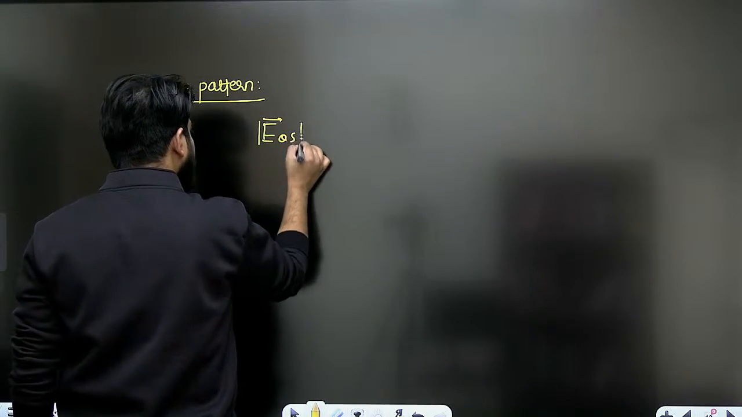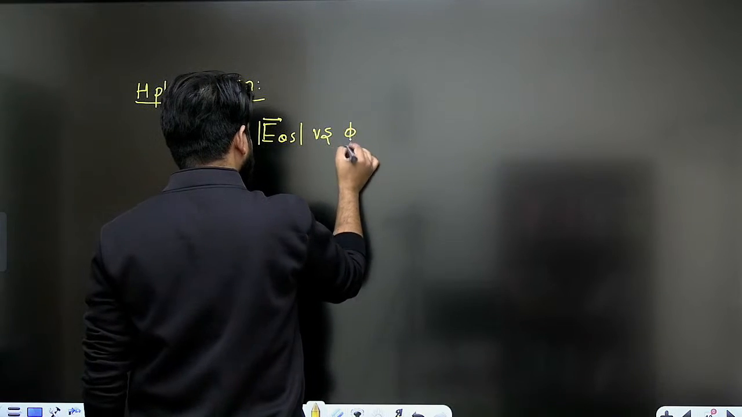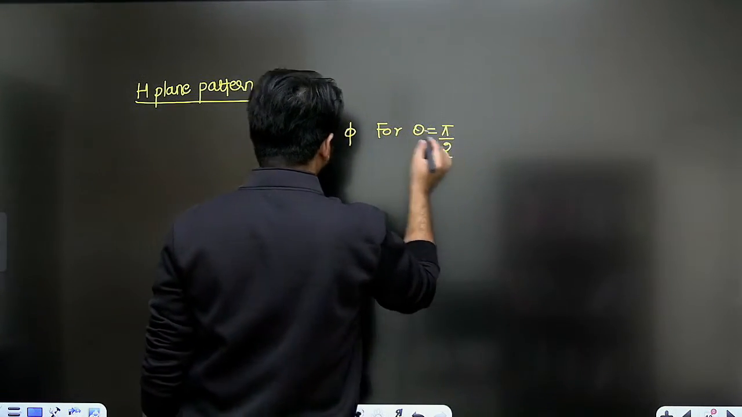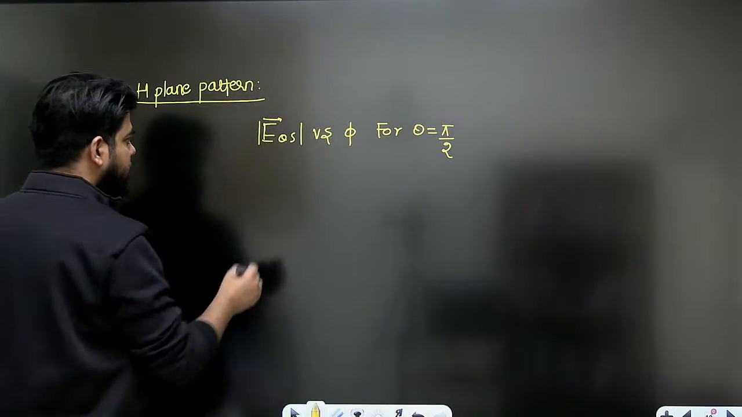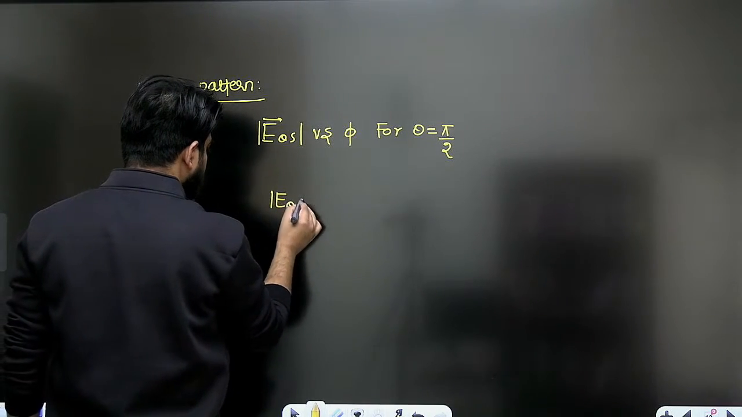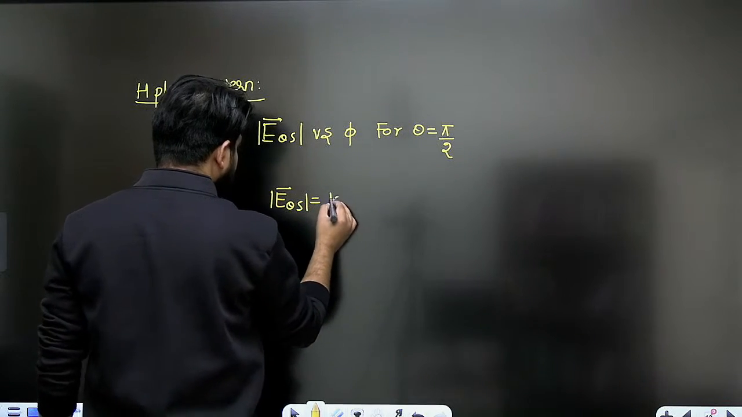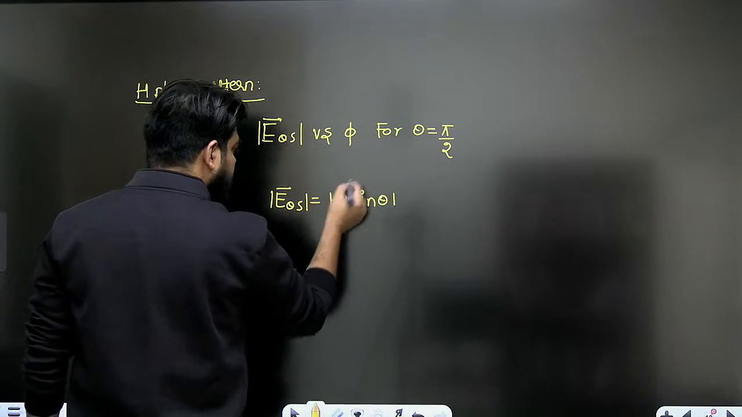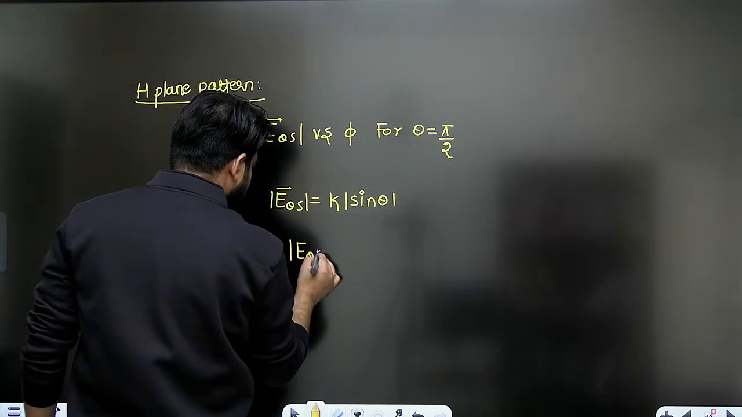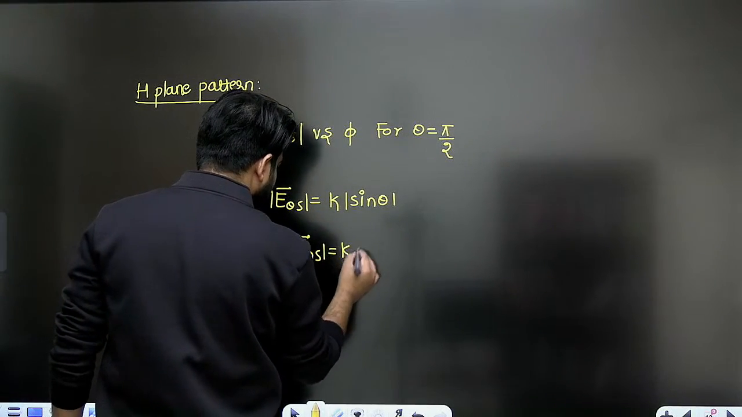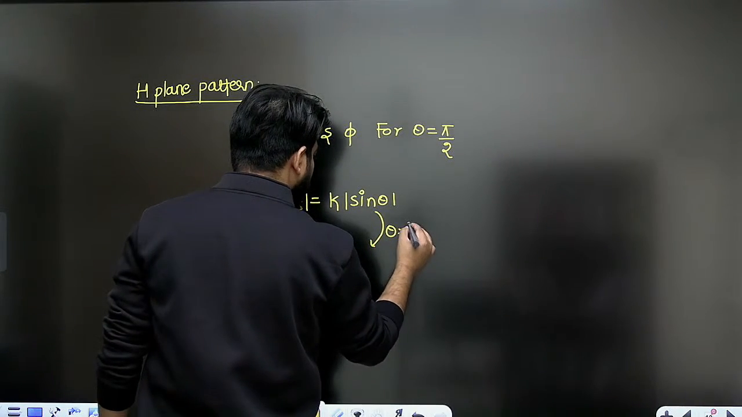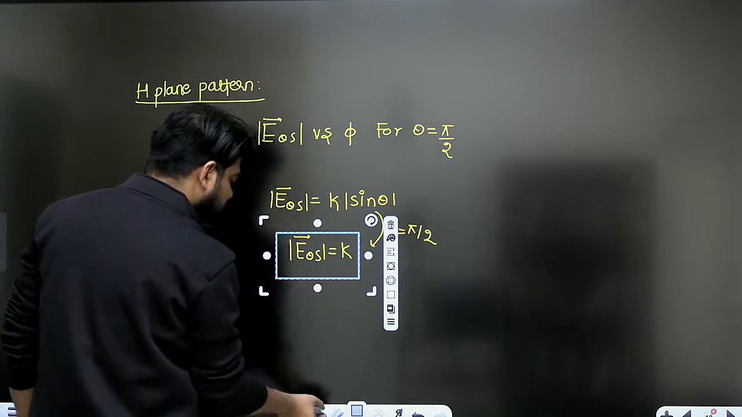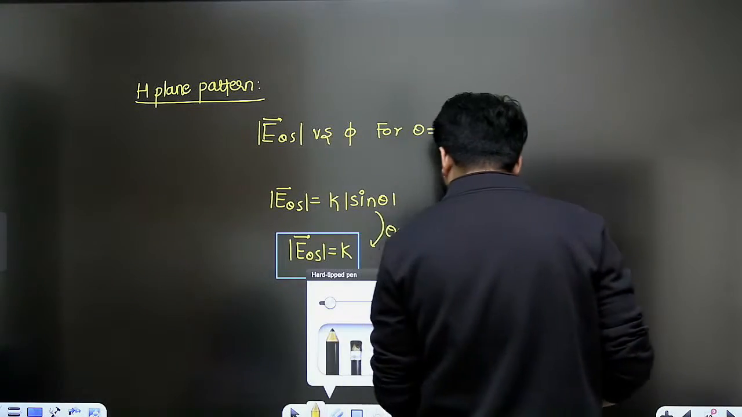H plane is not named by name but by the plane. What versus what am I plotting? Versus phi, for theta equal to pi by 2. This is something which is known as H plane pattern. So we know that this is mod of E theta s, which is somehow k of mod sin theta as of now. Fine. So if I want to plot theta equal to pi by 2, this mod of E theta s becomes k. If you put theta equal to pi by 2 here, can you tell me what will be this plot? Again I am taking this plot here.